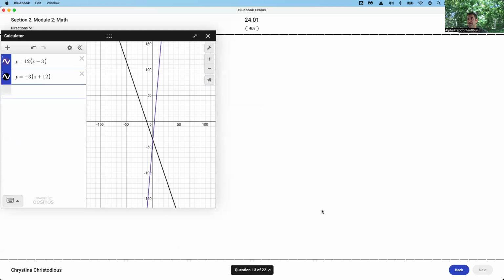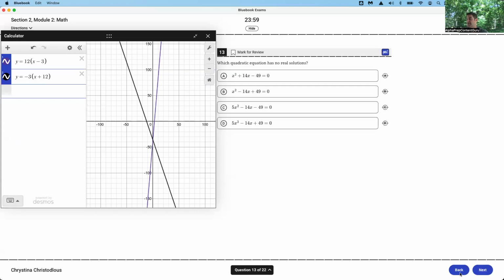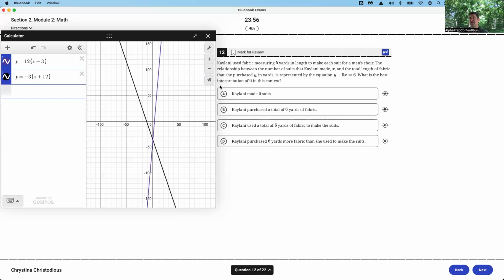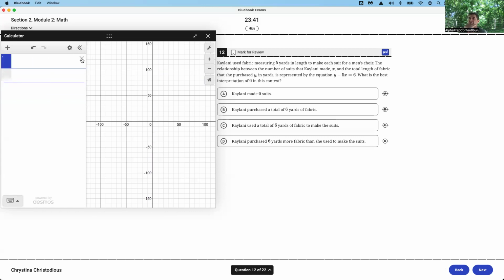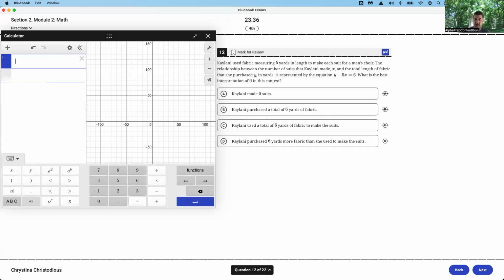Let's rock. Number 12. Here we go. Kaylani used fabric measuring 5 yards in length to make each suit. Each suit is 5 yards. The relationship between the number of suits that Kaylani made, x is the number of suits made, and the total length of fabric that she purchased in yards is represented by the equation y minus 5x equals 6. They want to know the best interpretation of 6 in this situation.